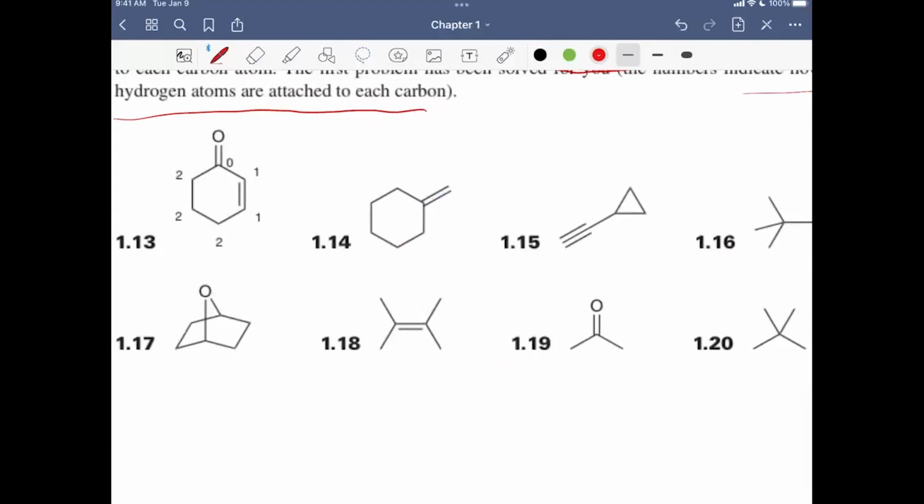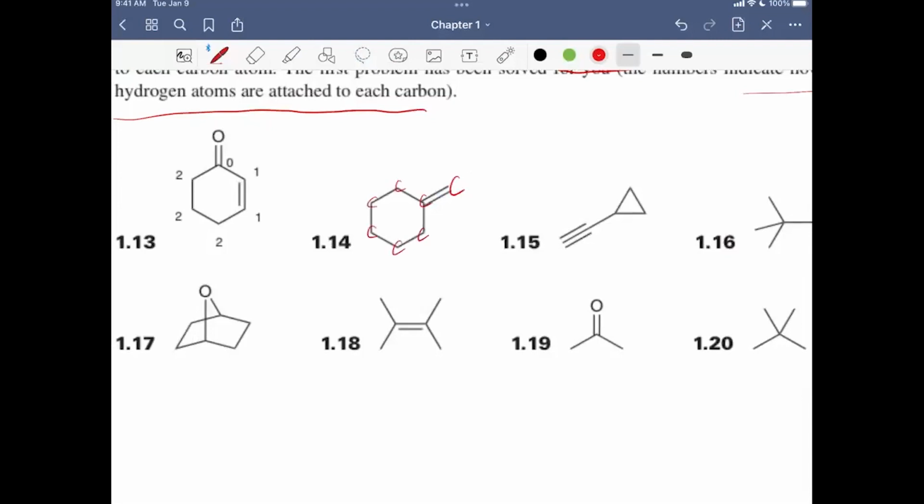So if this was double bonded to a hydrogen, that would fill hydrogen's octet. Hydrogens only want one bond connected to it. So we know it's not a hydrogen, so it has to be a carbon out there. And let's label all these other carbons.